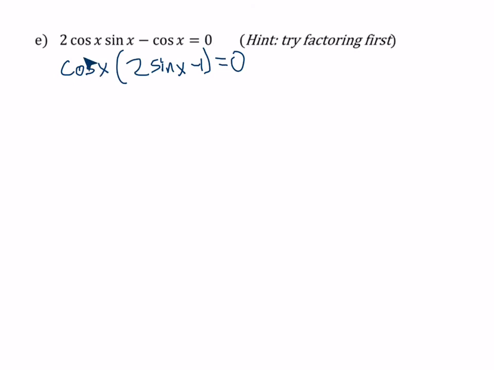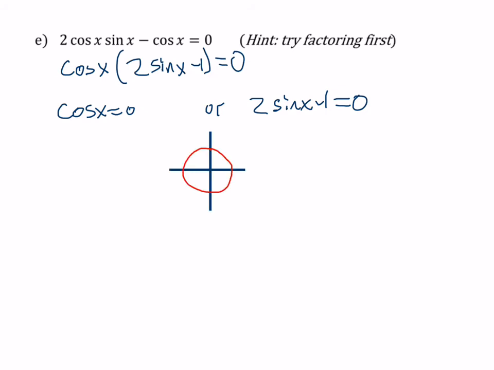So we have something times something else equals 0. So if we use our zero product property, we know that cosine of x has to be equal to 0, or 2 sine x minus 1 equals 0. So we now need to solve both of these. So we're going to do our unit circle. So we ask ourselves, when is x equal to the inverse cosine of 0? In other words, what angles give us a cosine of 0? And the cosine is the x-coordinate, so that's right here and right here.